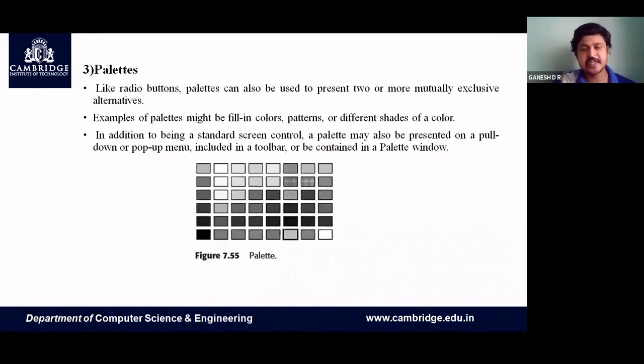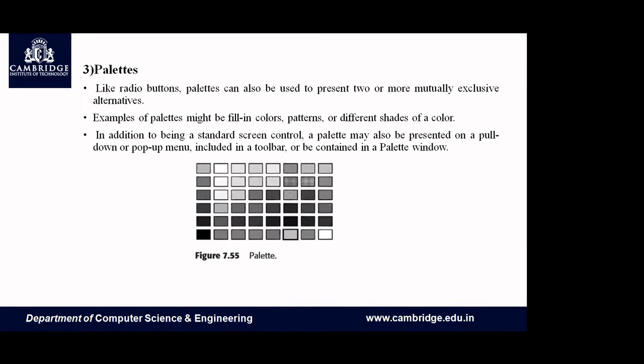The third kind of selection control is palettes. So it is the same as radio buttons. In radio buttons, we will use some text or some other numbers. Whereas in palettes, we will be using colors or some patterns. So different states of colors, something like light blue, a little more dark blue, dark colors.